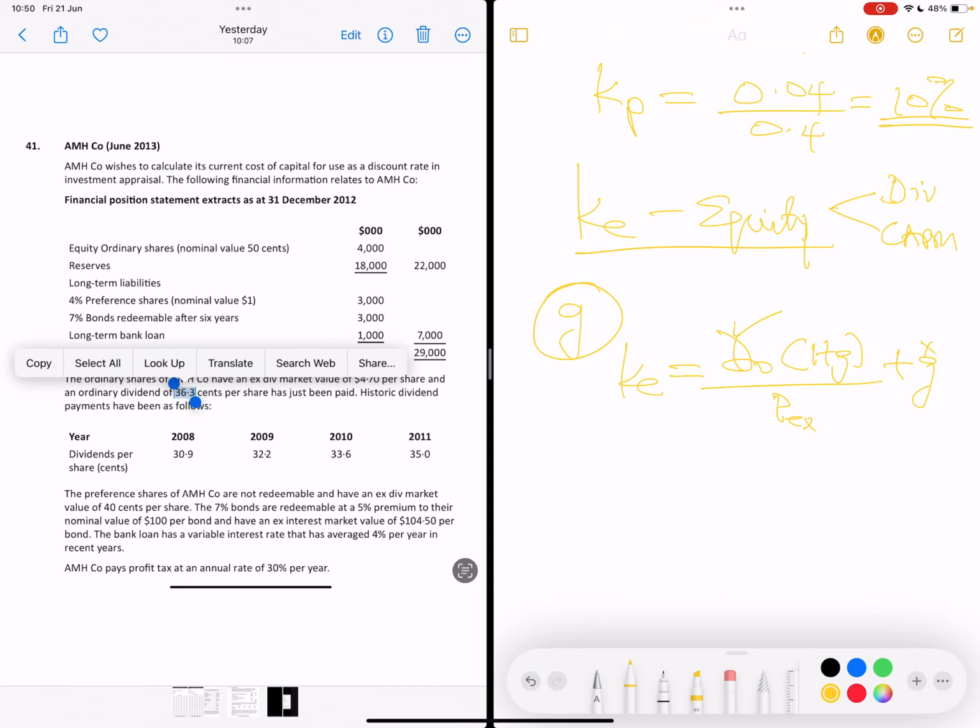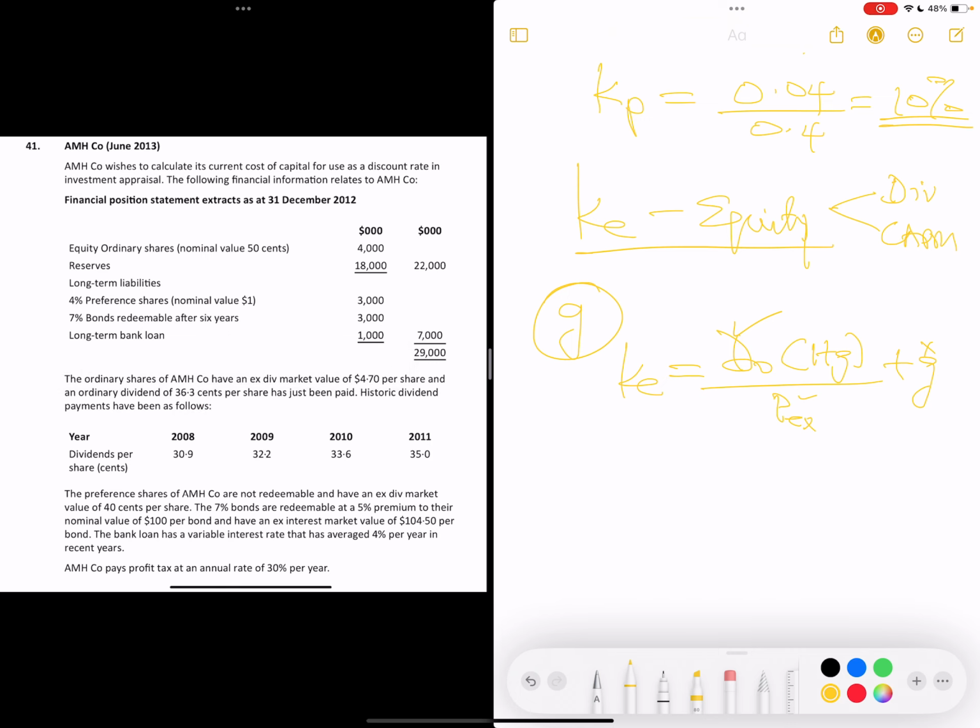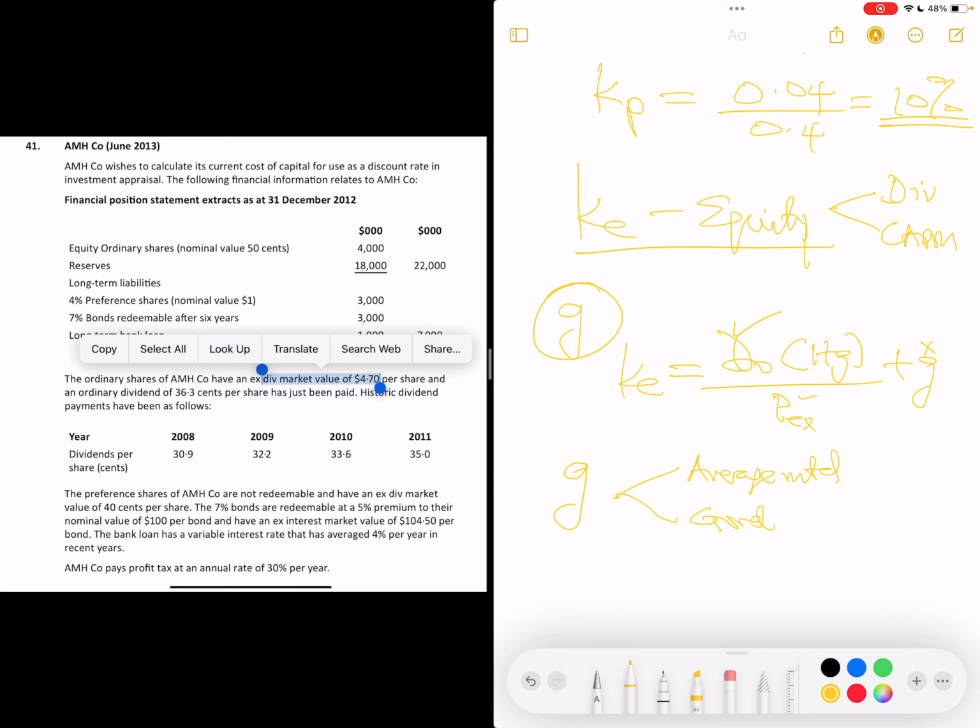We don't have G. Ex-div price, do we have that? We actually do, because they gave us 4.7 in the question. You can see the ex-div price of this share is 4.7. So that has been given. So the only thing we don't have here is G. So we need to get G. And remember, there are two ways of getting G. There's an average method, and there is Gordon's growth method.